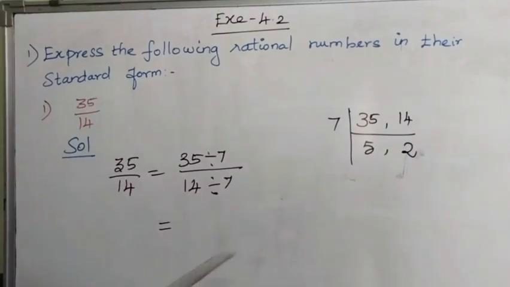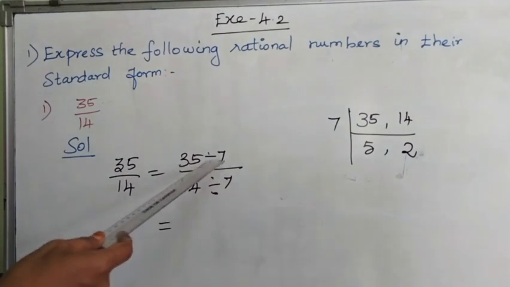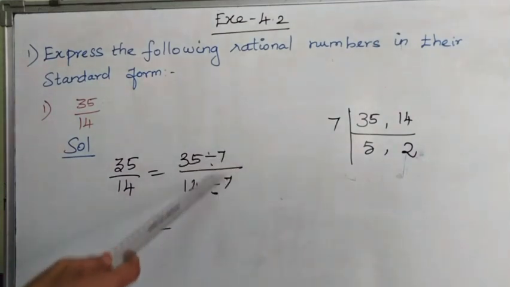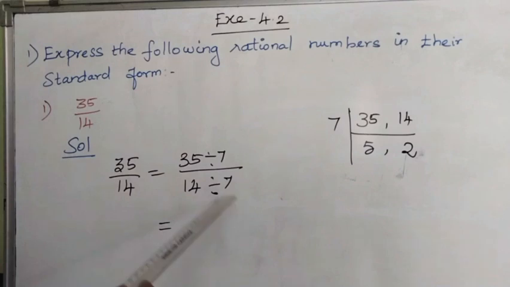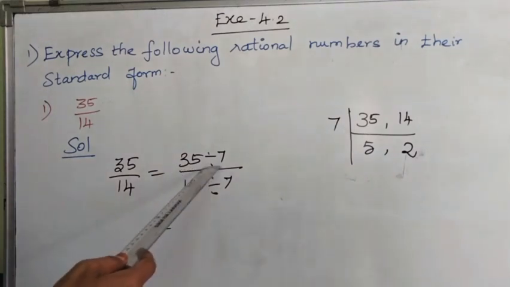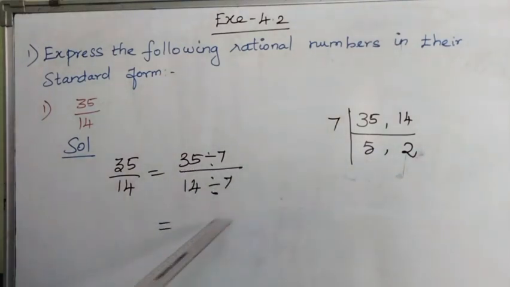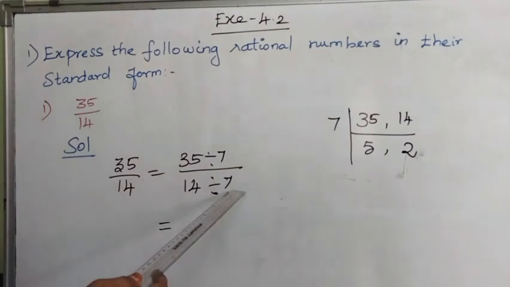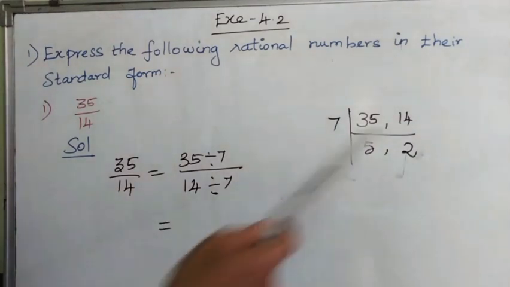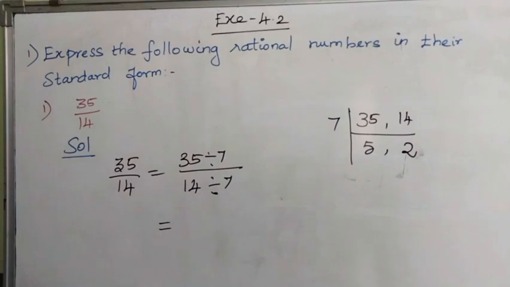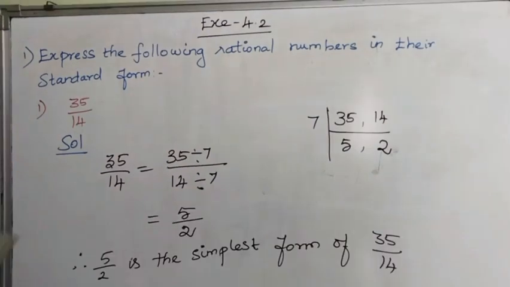The common factor 7 we have to take and divide the numerator and denominator by the same common factor. Okay, and then 35 divided by 7 we get the answer 5. Yes, and 14 divided by 7 you get the answer 2. This is the answer for the simplest form. See the answer, 5 divided by 2. This is the answer for the given rational number. Therefore 5 divided by 2 is the simplest form of 35 divided by 14.